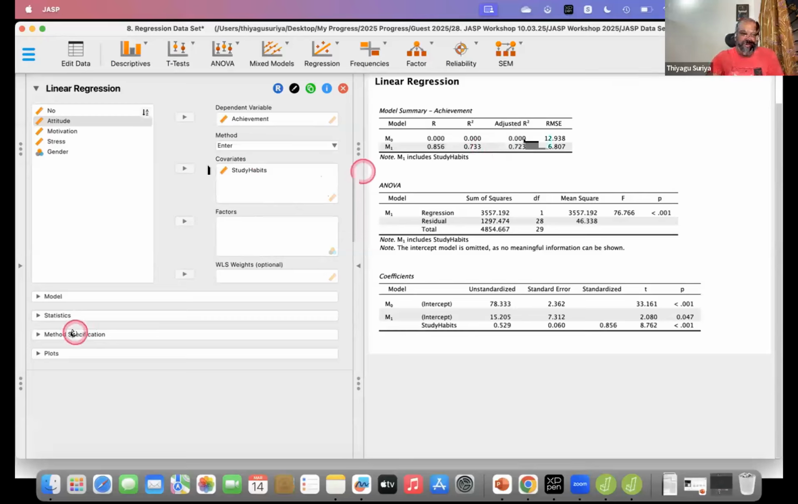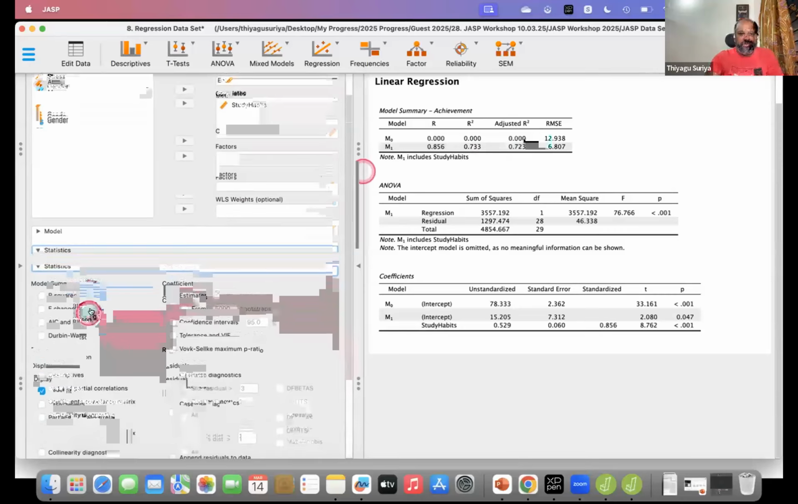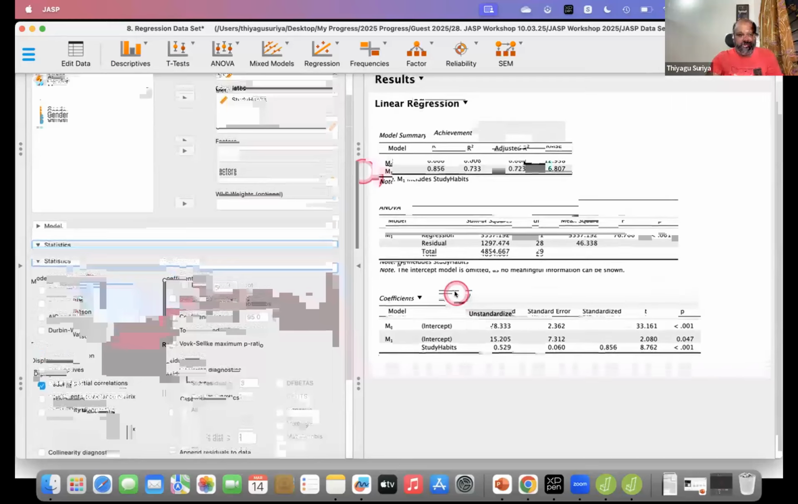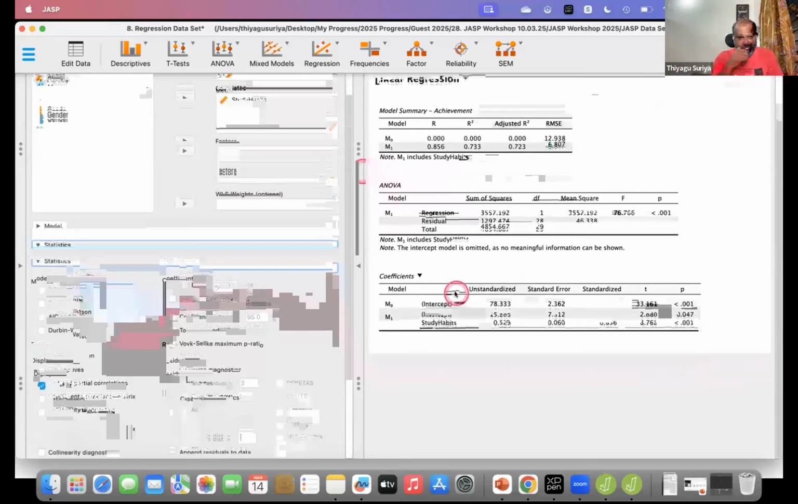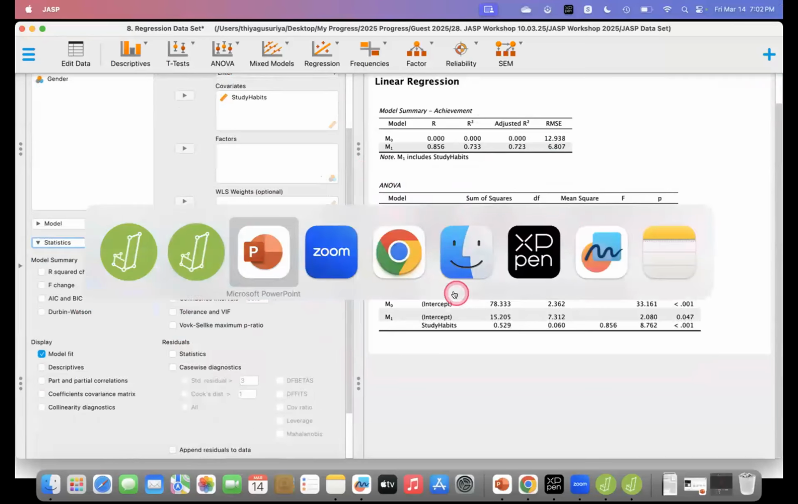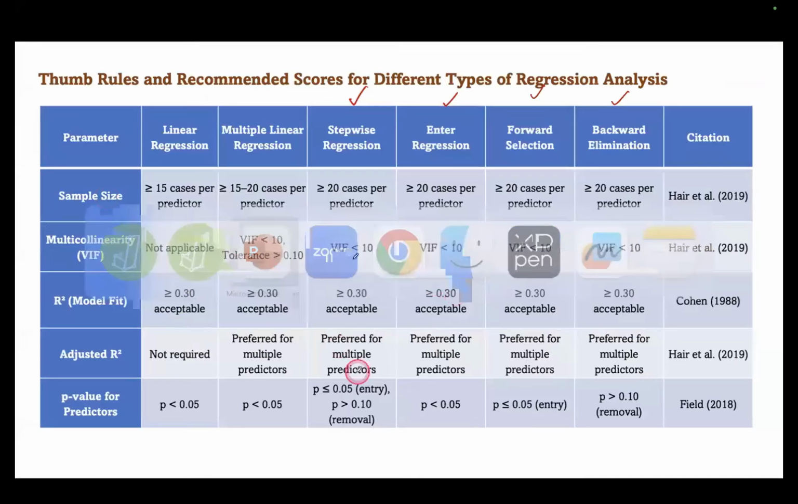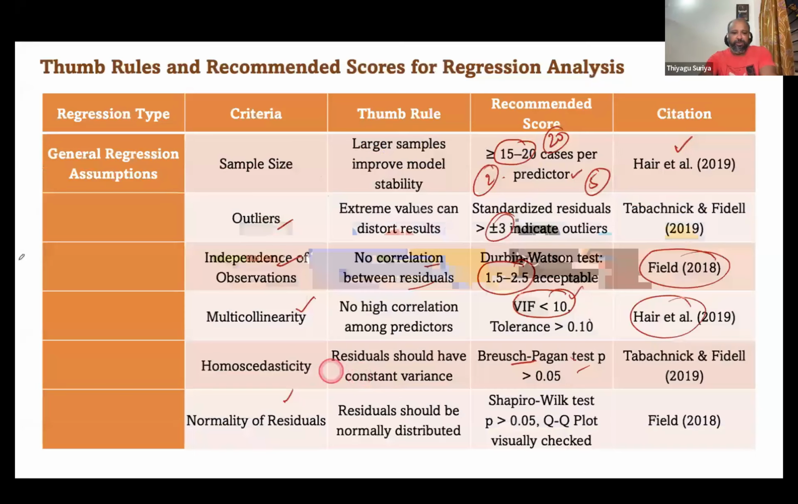Go to the method specification. Go to the Statistics. Can you find the Durbin-Watson? What is the purpose of using Durbin-Watson? That is the autocorrelation. Yes, so I'm showing this Durbin-Watson. We are using Durbin-Watson for checking no correlation between the residuals, that is, independence of observations. We are checking this.